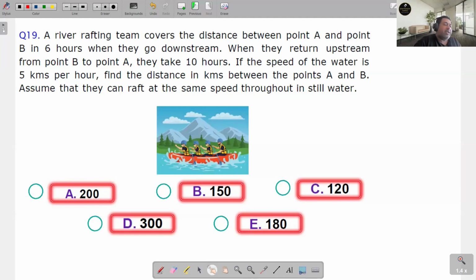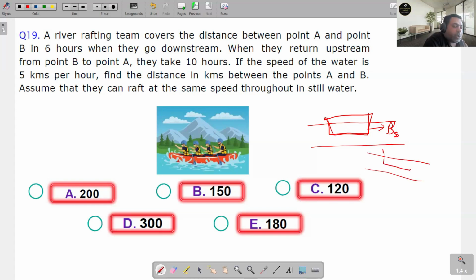So what happens? Let's say somebody can raft at a speed in still water. Okay, they have a speed. Let's say that is the boat speed. It's a raft here, but we'll use boat speed. Okay, this is the still water speed, boat speed. But if it is going downstream, then the water is also supporting it.